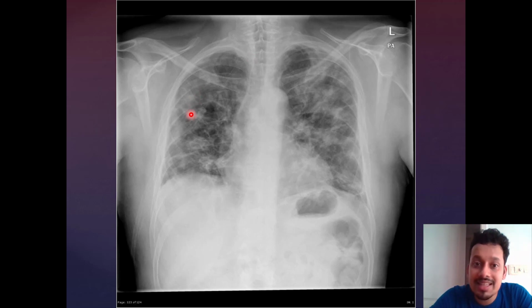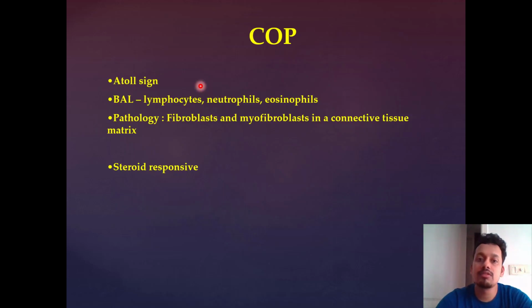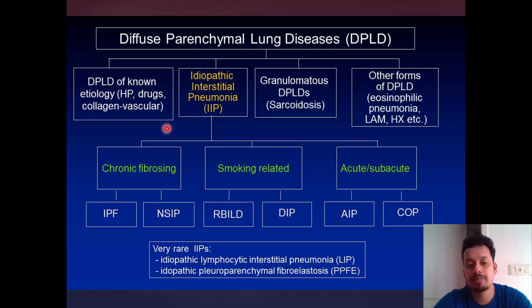This is the classical X-ray also. Many patients are treated for tuberculosis. I have seen one patient treated for tuberculosis. Here you can see that there are bilateral peripheral patchy infiltrates on X-ray. The reverse halo sign is otherwise called Atoll sign. The bronchoalveolar lavage shows predominantly lymphocytes, and on pathology you can see fibroblasts, myofibroblasts in a connective tissue matrix.